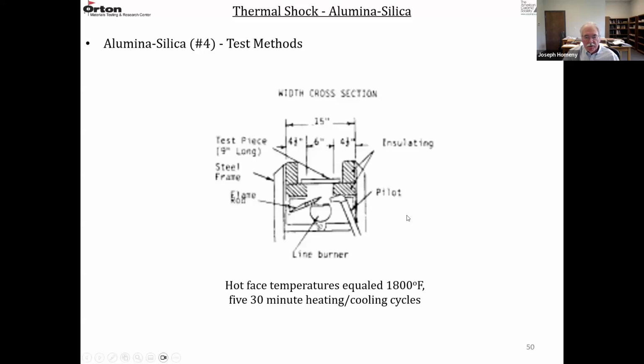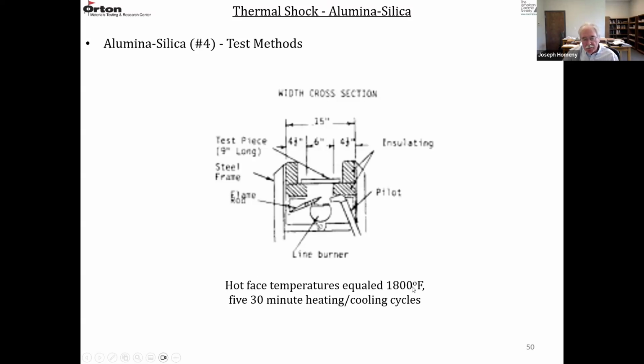This is a cross-section of the ribbon spall test. There's a line burner here. It's a rather long burner. These are usually 4 or 5 feet long. And then there's a channel over the burner of refractory bricks. And then you lay your samples across this channel. And then you turn the burner on.